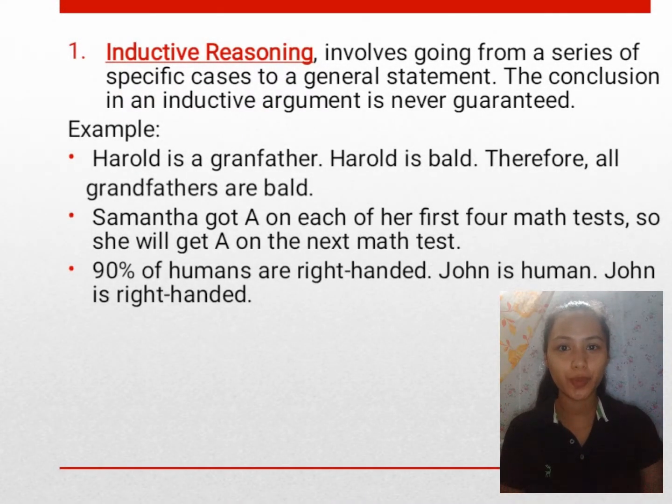So for now, let us move on to the types of reasoning. From what I have mentioned before, there are two types of reasoning, inductive reasoning and deductive reasoning. Let us tackle first, what is inductive reasoning? Inductive reasoning involves going from a series of specific cases to a general statement. The conclusion of inductive reasoning is never guaranteed.